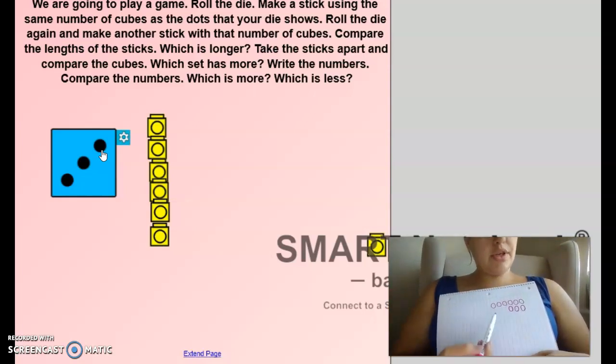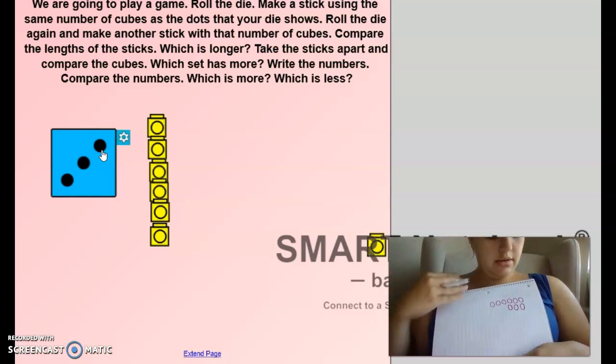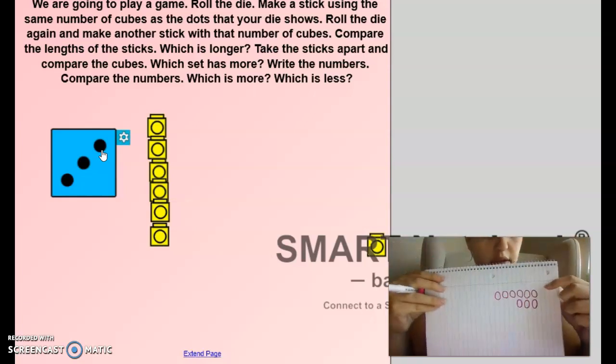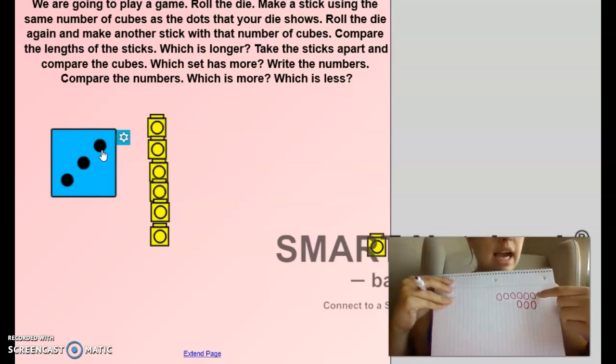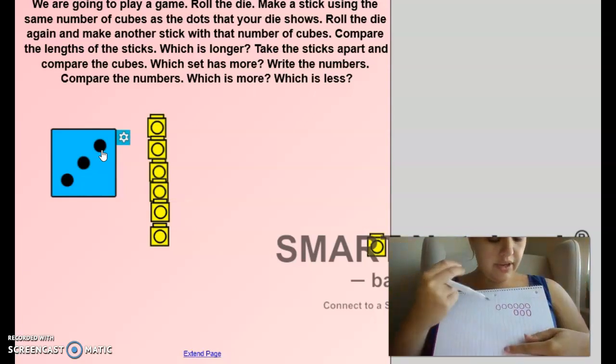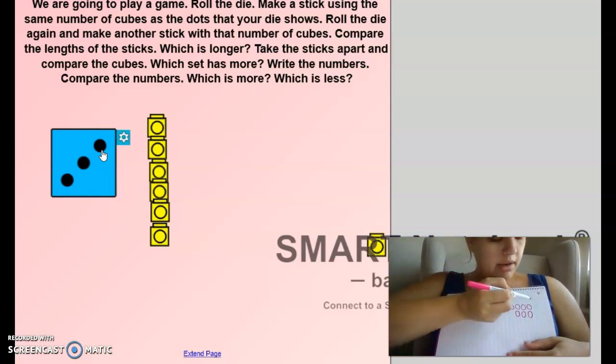Which row of circles is longer? This top one, this one that has the 6, is longer. Now to figure out by how many, we can match our top row of circles to our bottom row. Each circle gets a match.